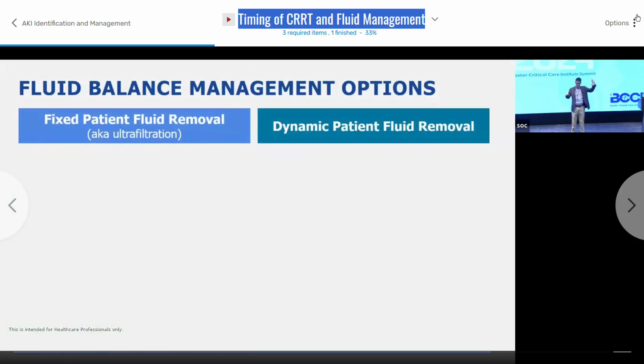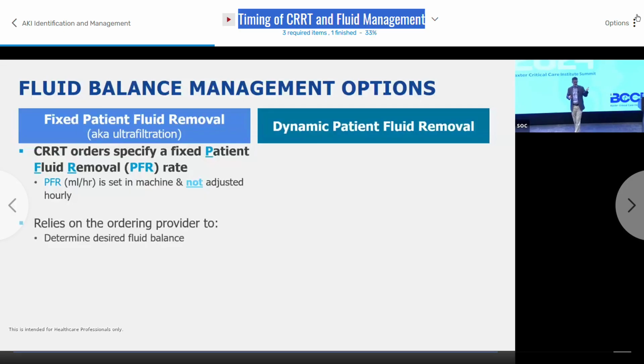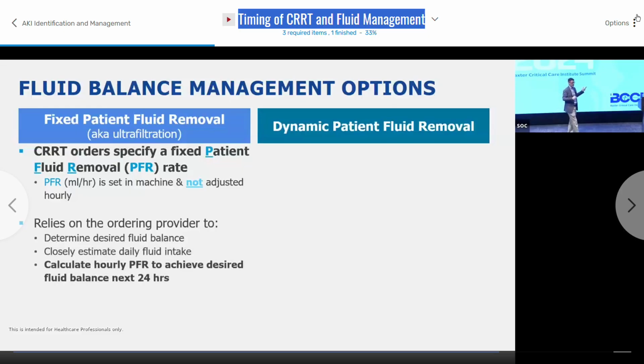You've got this fixed patient fluid removal idea, or the idea that Dr. Goldstein talked about, which is the dynamic patient fluid removal strategies. So on the fixed side, the CRRT orders specify a fixed patient fluid removal, or PFR, rate, or on the Baxter machine it's called the patient fluid removal ultrafiltration rate. The machine is set to that and is not adjusted hourly unless the orders change, okay? This relies on the ordering provider to determine the desired fluid balance, how much they're potentially going to be getting that day, and calculate an hourly PFR to achieve the desired fluid balance for the next 24 hours.